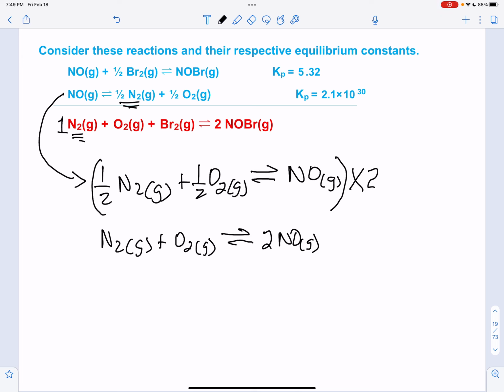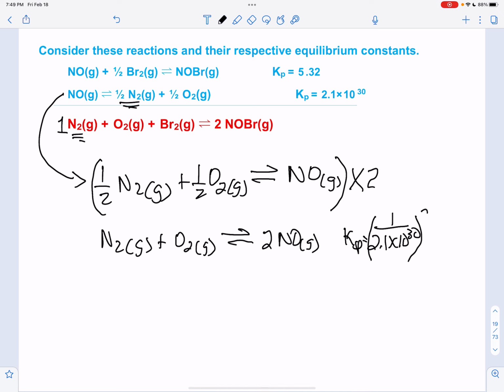What about the Kp? The Kp, which is 2.1 times 10 to the 30th, we're going to take that value and first we flip it. So we're going to find the reciprocal.